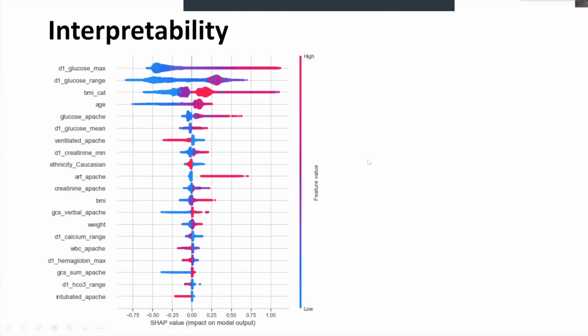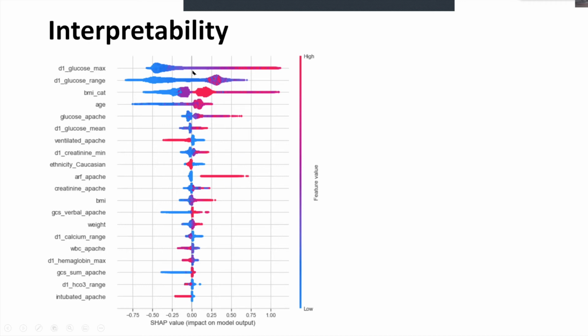So what I'm now going to focus on is this middle part of the plot over here. We're going to look at the first row, D1 glucose max. This first row, every dot represents a patient. So it represents the maximum glucose measurement of one patient, every dot. The dots are red when the maximum glucose levels are high, and the dots are blue where the maximum glucose levels are low. So we see over here, this line gives you the SHAP score.